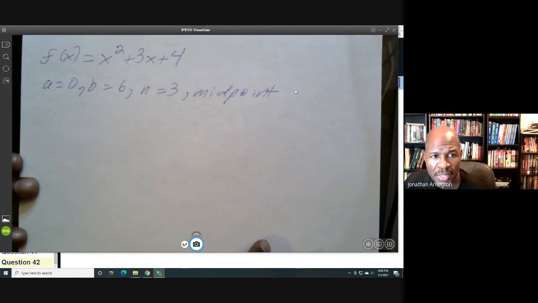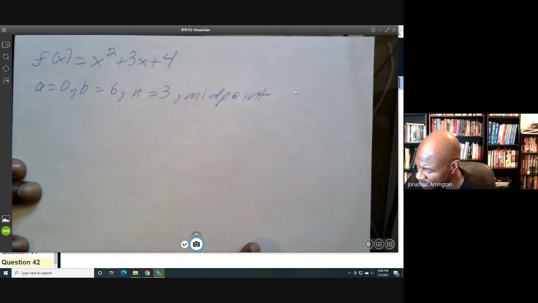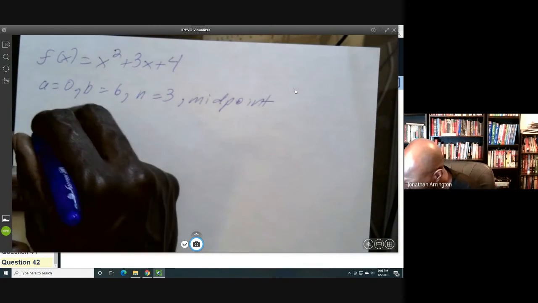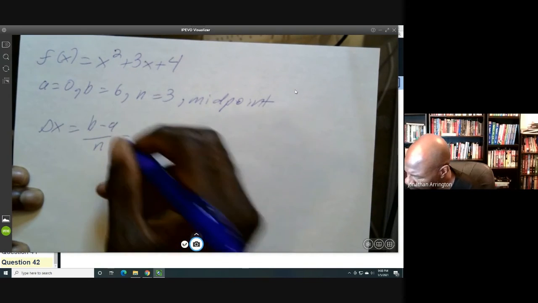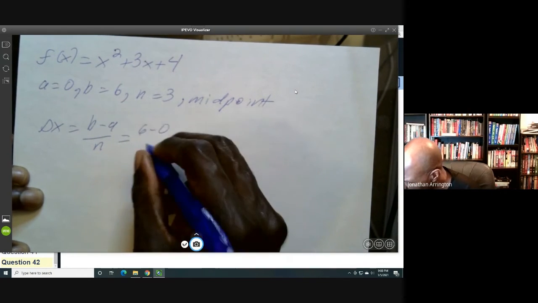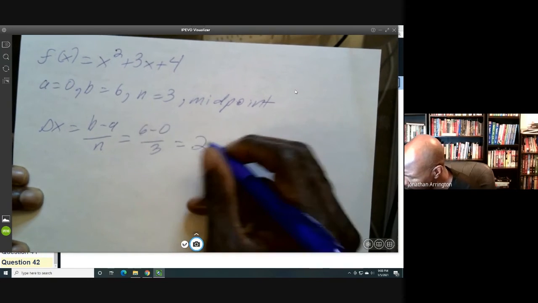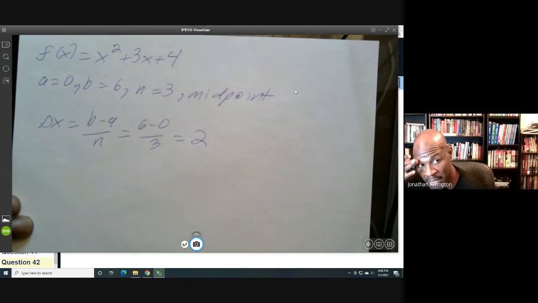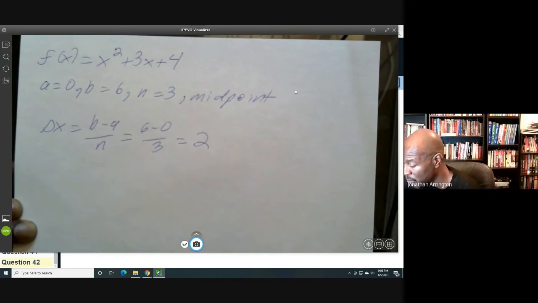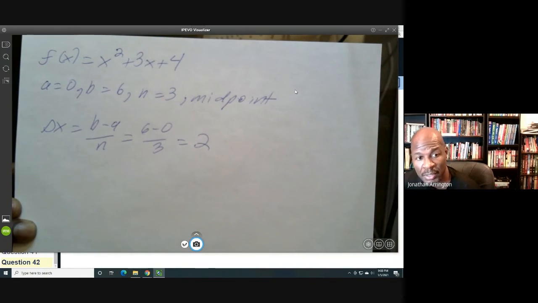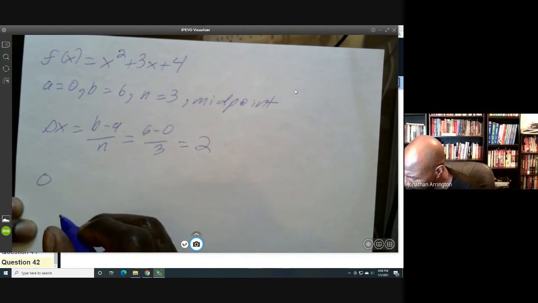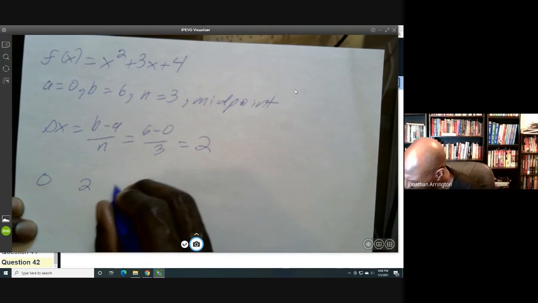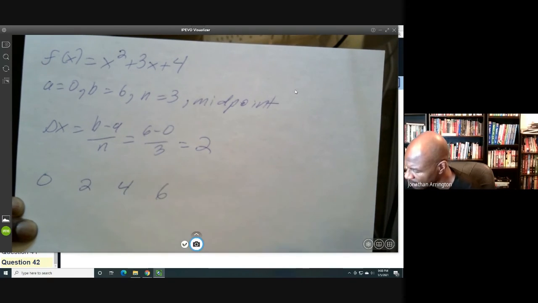So anytime we do a function, even if it's a midpoint Riemann sum, we're still going to find delta x first. So delta x, if you recall, is b minus a over n. So in this example, that would be 6 minus 0 over 3, which is 6 over 3, or 2. So we still find delta x first. And then we also write the numbers of our subintervals first, just like we did when we were doing left and right Riemann sums from a function. So we start with a, and we keep adding delta x until we get to b. So 0, 2, 4, 6.